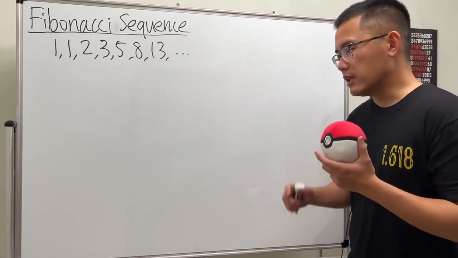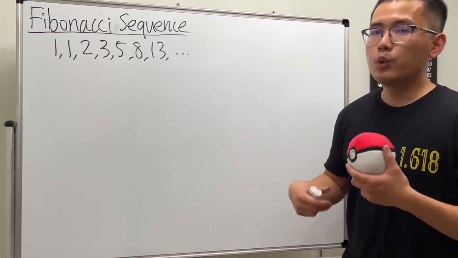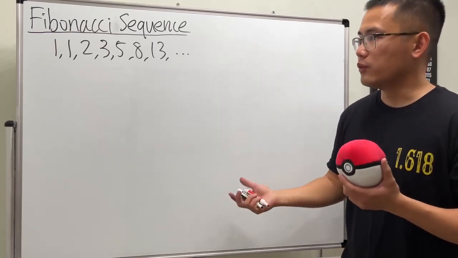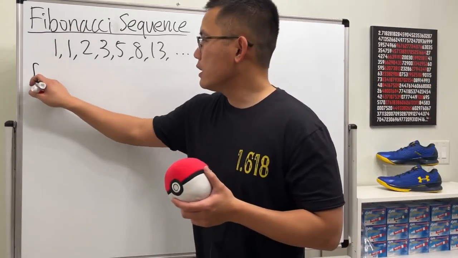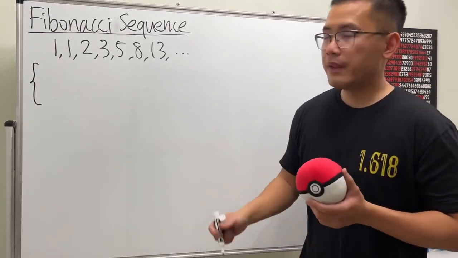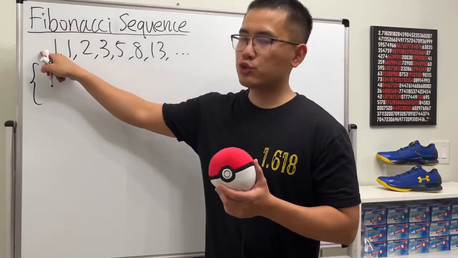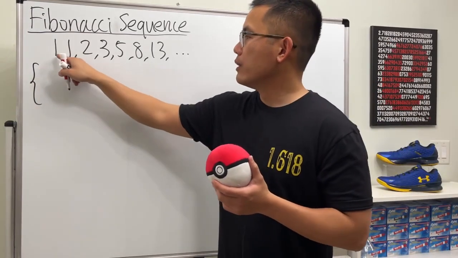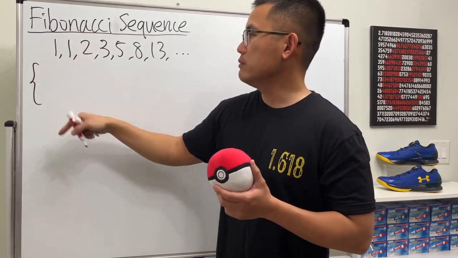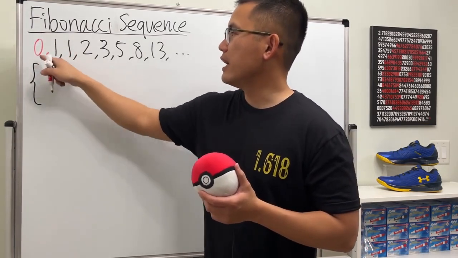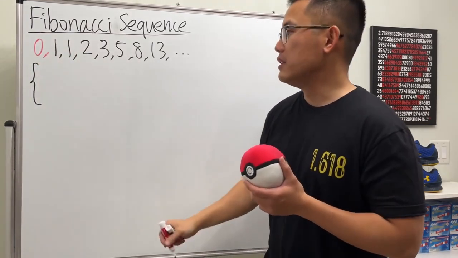Before we come up with an explicit formula for that, we will have to talk about the recursive formula first. And in order to make our life easier, I'm actually going to backtrack a little bit. So what plus 1 will be 1? Of course, 0. So we can say this is the zeroth term. It will be easier that way.